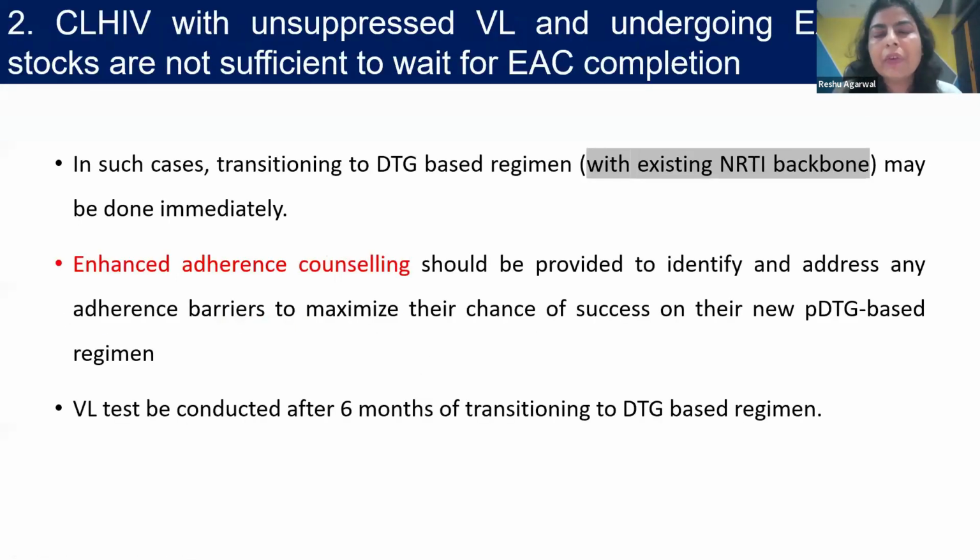Coming to the next scenario, where there might be some children who are virally unsuppressed and undergoing enhanced adherence counseling. But if you don't have sufficient stocks of lopinavir ritonavir to wait for the EAC completion, then what has to be done? I think this question was also posted in one of the WhatsApp groups. In such a situation, again, we will shift the child to the DTG-based regimen with the existing NRTI backbone. And we need not wait for the EAC to complete because there is an apprehension that lopinavir ritonavir may get stocked out.